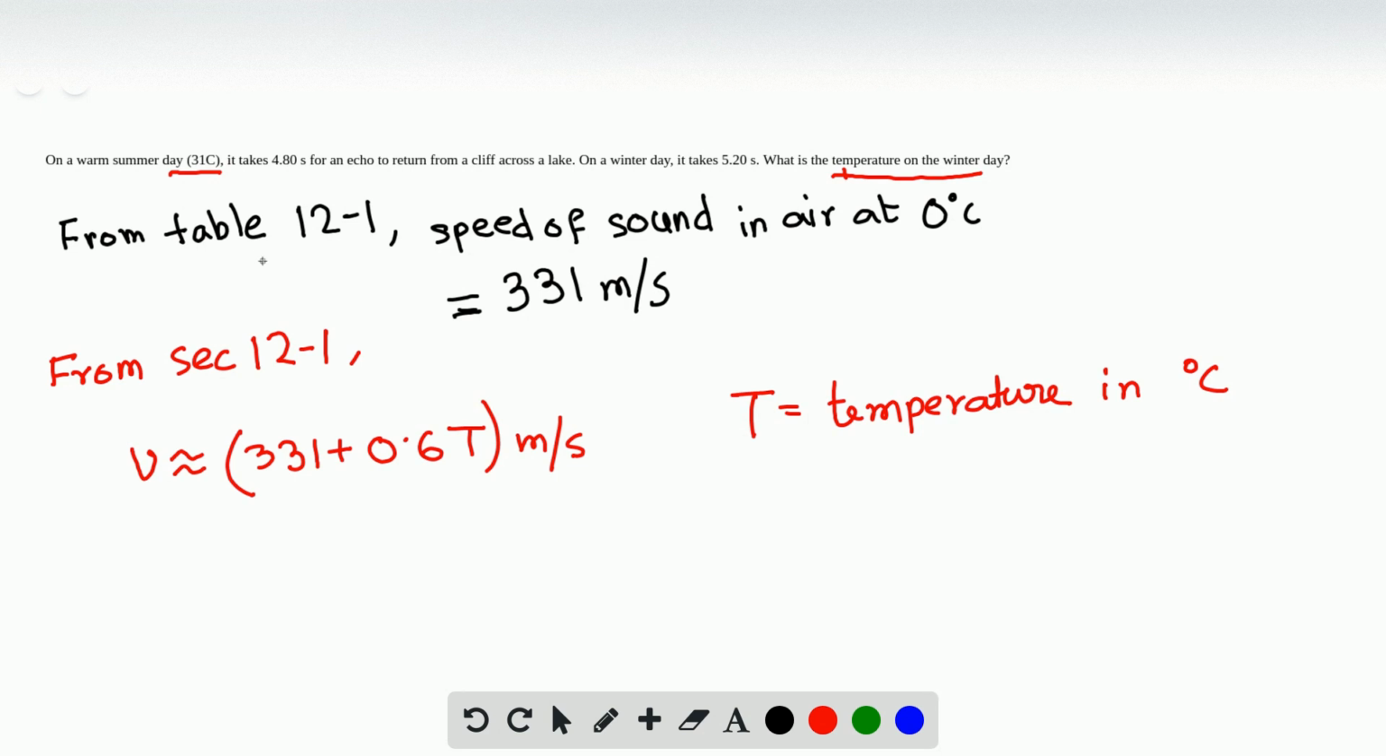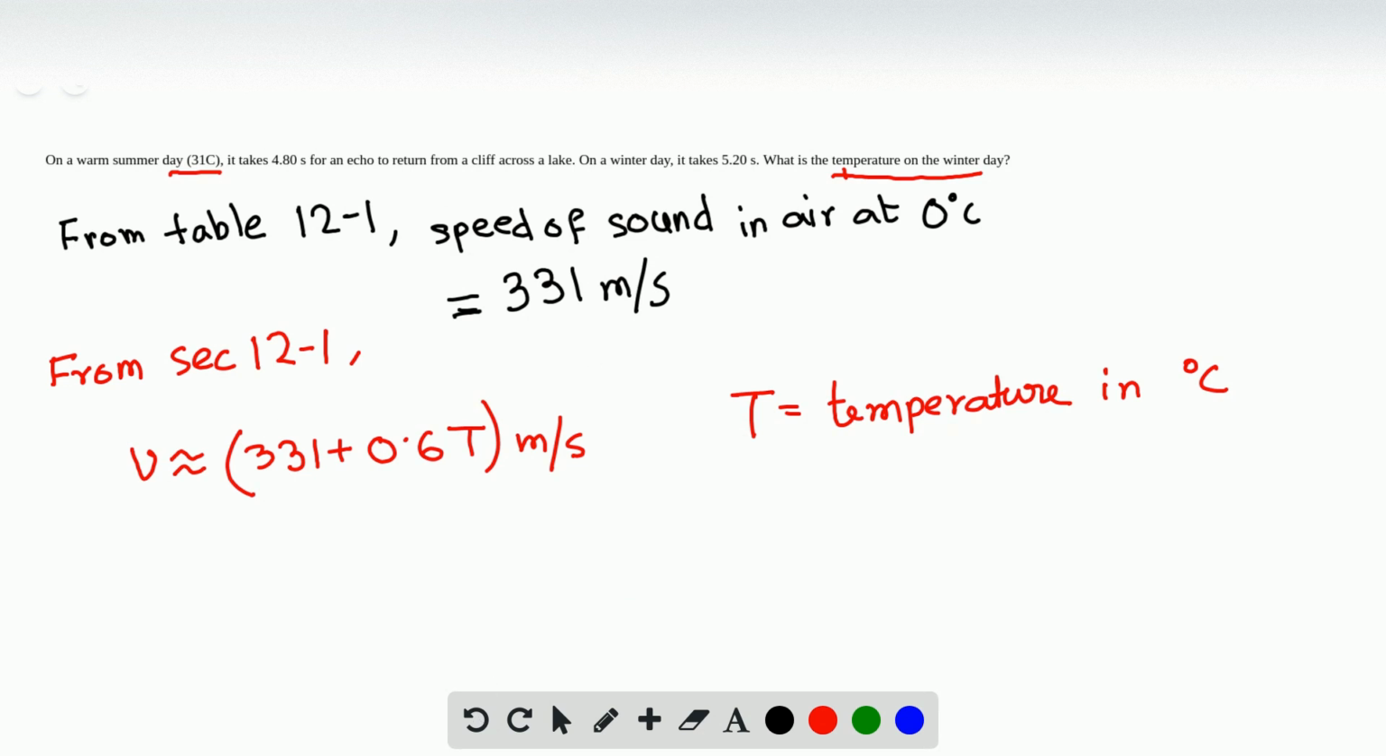Now, to begin, we'll have to look at table 12.1 to get the speed of sound in air at 0 degrees Celsius, which is 331 meters per second. The reason we need this is because in section 12.1, you will see the relation between temperature and the speed of sound. Here T is the temperature in Celsius. With a change in temperature, we can get from this formula how the speed of sound changes.